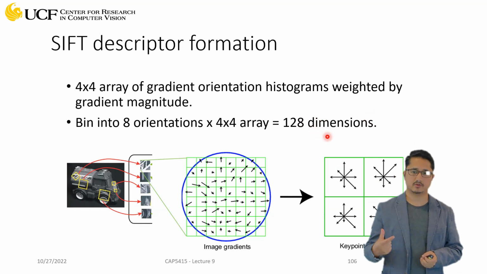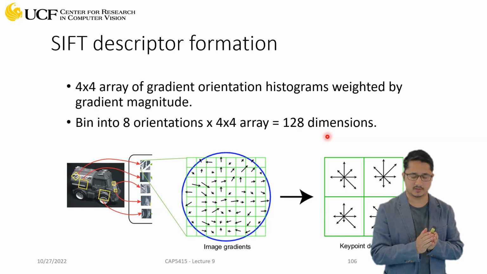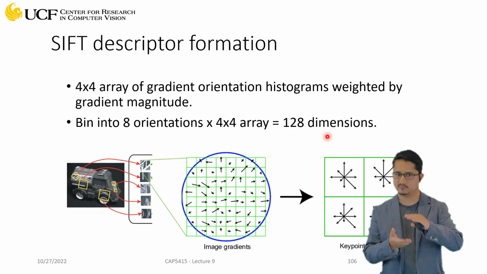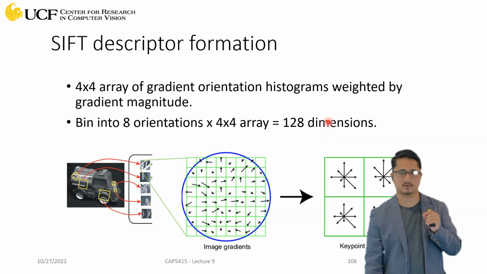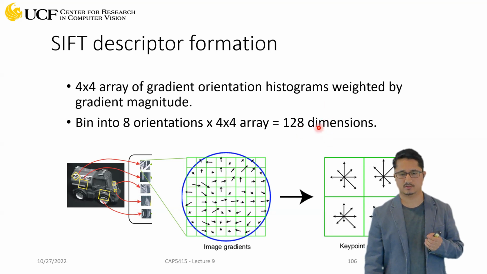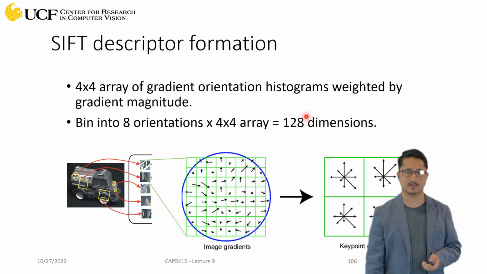So then at the end, what's going to happen is, let's say you have a given image, you detected all these key points, which will be a long list. Then for each key point, you will extract a 128-dimensional feature vector. And depending upon how many key points you have, that will decide what is the size of your feature vector for that particular image.